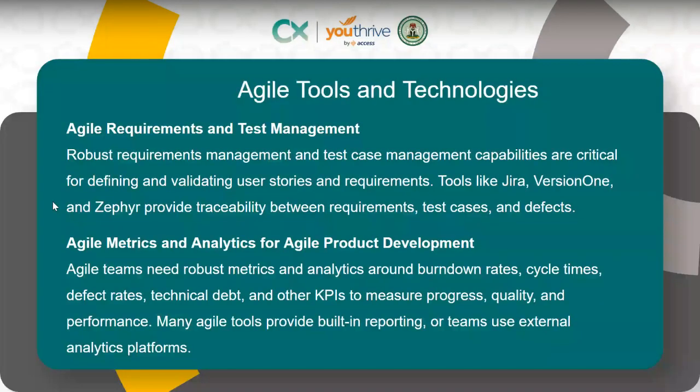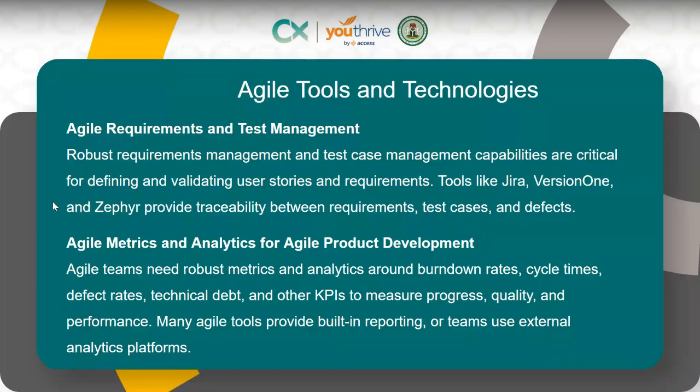All right. So we have Agile requirements and test management. Robust requirements management and test case management capability are critical for defining and validating your user stories and requirements. Jira is one tool that has that as well. It helps you to manage your requirement documents. There's a particular solution in Jira called Confluence. It helps you to document your requirements and manage those requirements in terms of handoff and feedback.